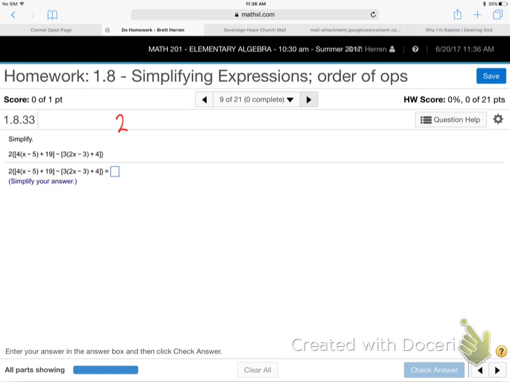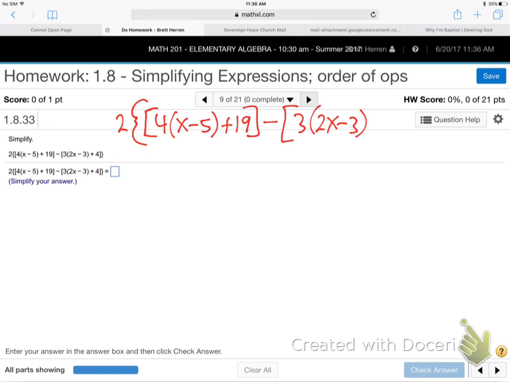So 2, what's that, a curly bracket? Curly bracket, and then regular bracket, and then 4 parenthesis x minus 5 plus 19, bracket minus bracket 3 parenthesis 2x minus 3 plus 4 bracket curly bracket. All right.